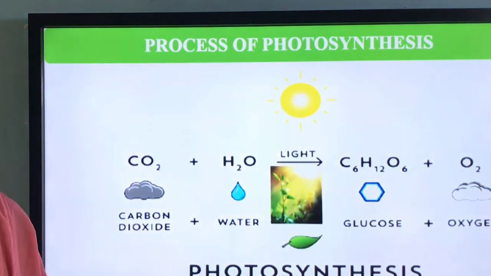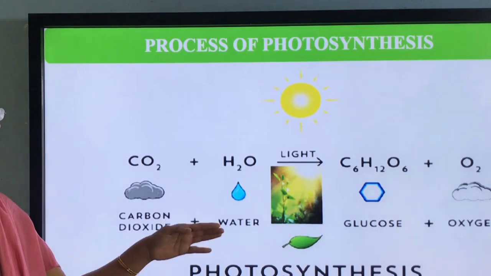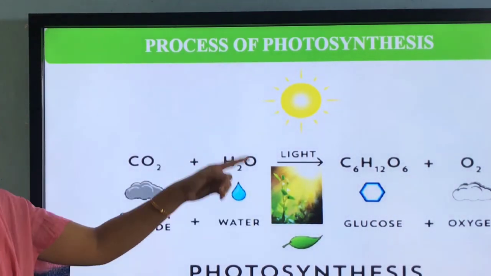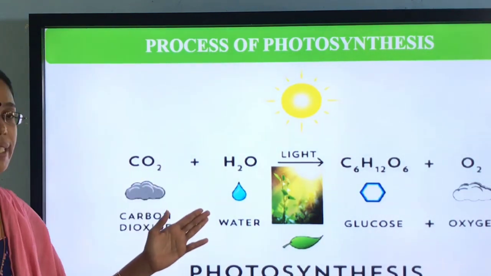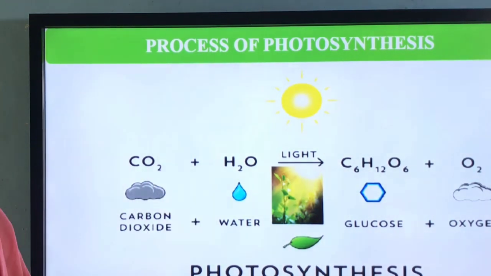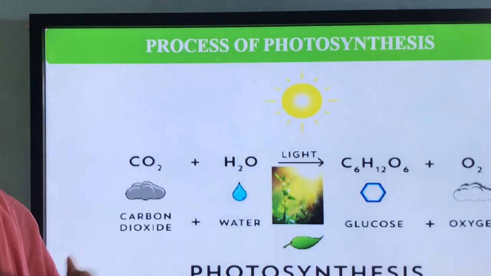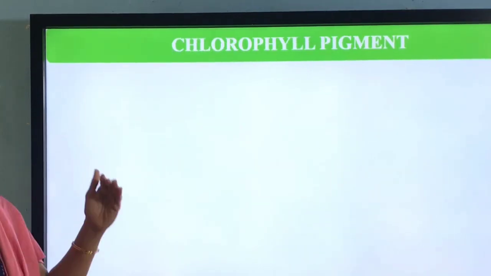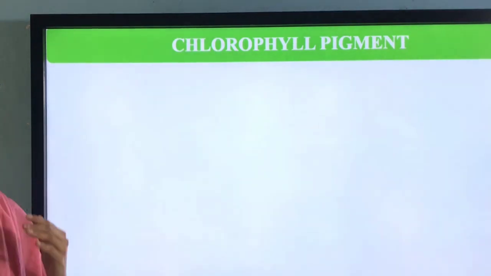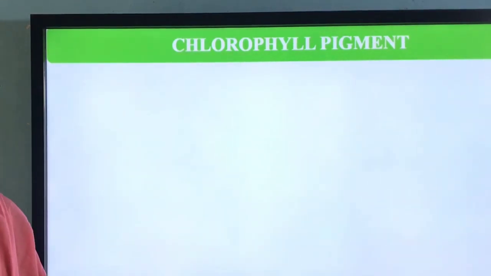Now, during this photosynthesis process, the green plant, with the help of chlorophyll pigment, traps the solar energy and uses carbon dioxide and water and prepares a simple carbohydrate. During this process, it releases oxygen in the atmosphere. During this photosynthesis process, there is a role of so many things, like chlorophyll pigment.